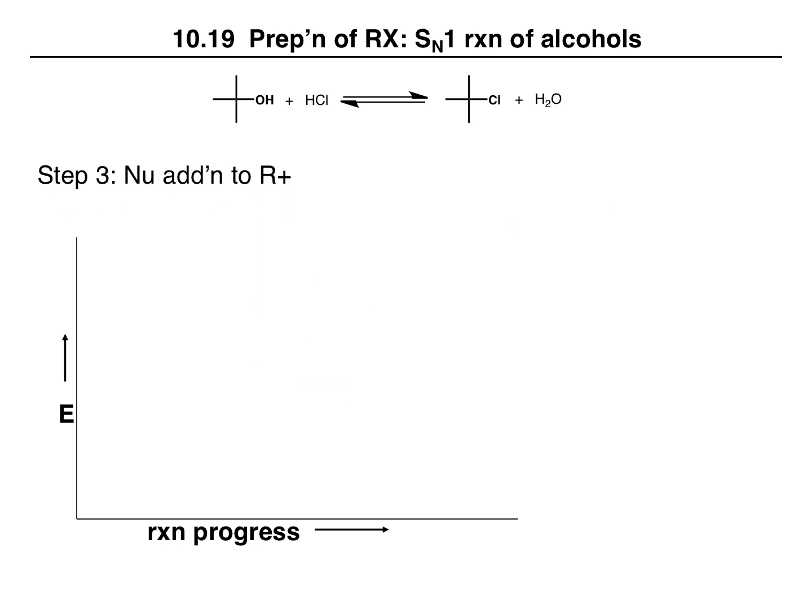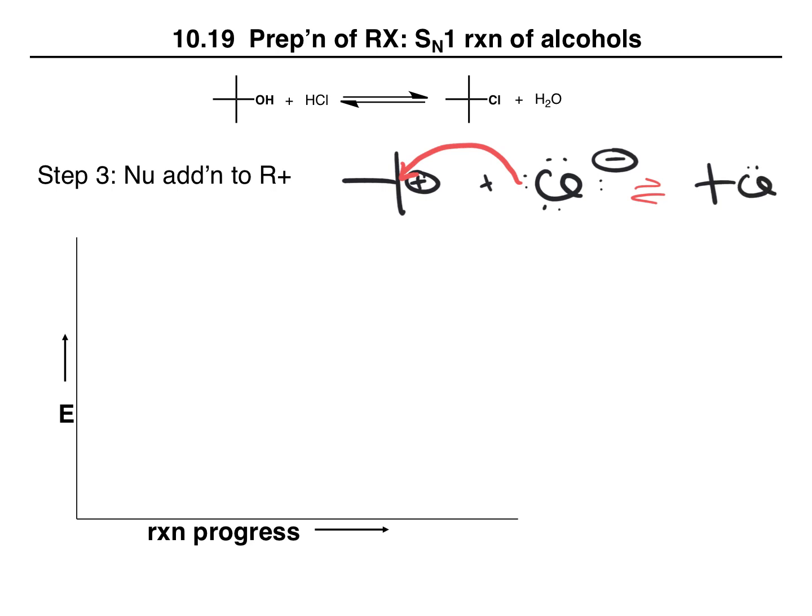With step 3, we're looking at nucleophilic addition to the carbocation. So here is our carbocation, and then chloride can act as a nucleophile, sharing electrons with the electrophile. And so that gives us the t-butyl chloride as the final product. And so this lone pair is now this shared pair of electrons.